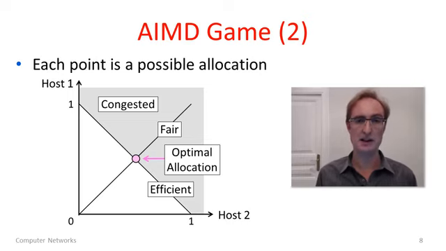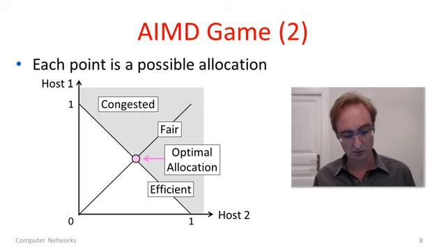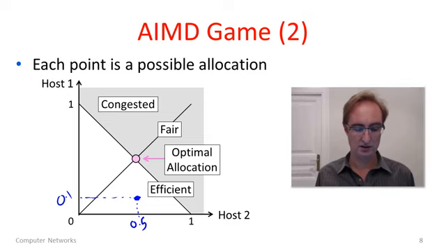So the AIMD game takes place on this plane. This plane represents all of the possible bandwidth allocations. So a point here, for instance, has a bandwidth allocation of, it looks like, about 0.5 to host 2 and, what's this, 0.1 maybe to host 1 on this particular point. And all sorts of different points on that plane just provide different amounts of bandwidth to host 1 or host 2. There are several key different features of this diagram.